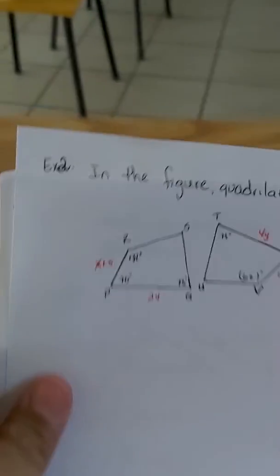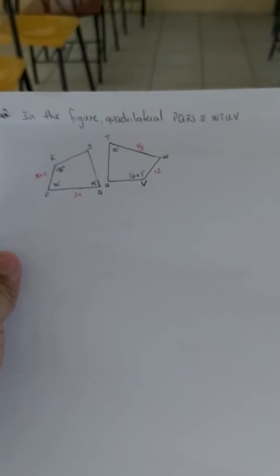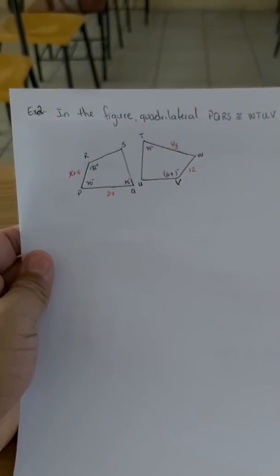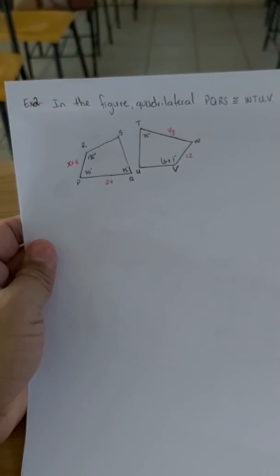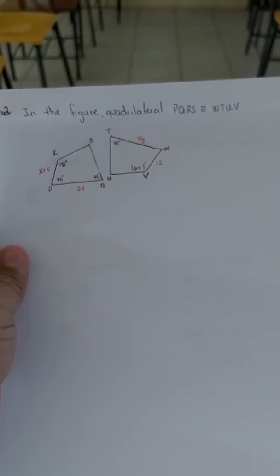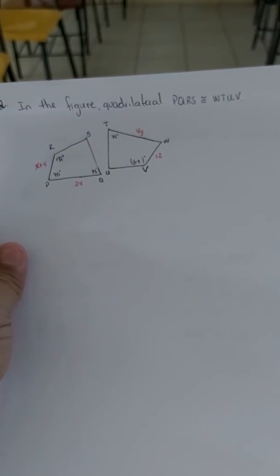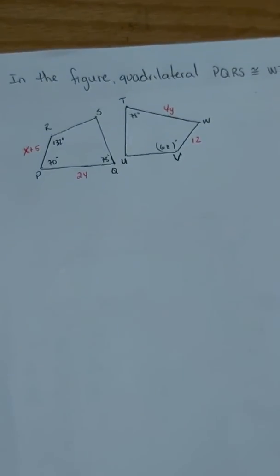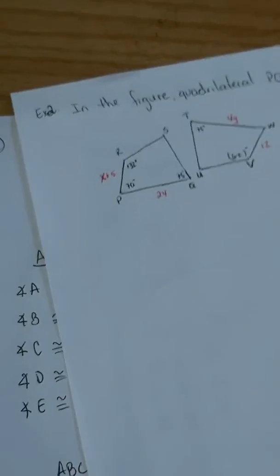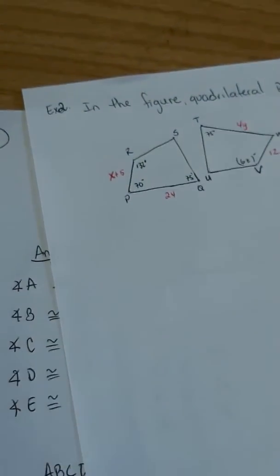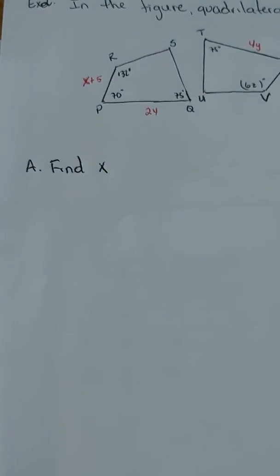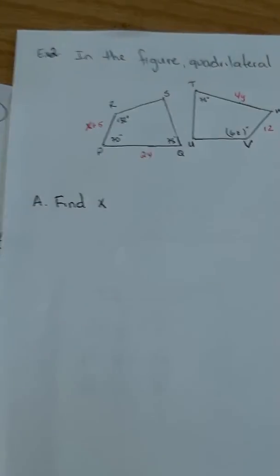Now if we look at example 2, they're telling us that in the figure, quadrilateral PQRS is congruent with quadrilateral WTUV. Again, now we know that they're congruent. So in part A, we have to find X.